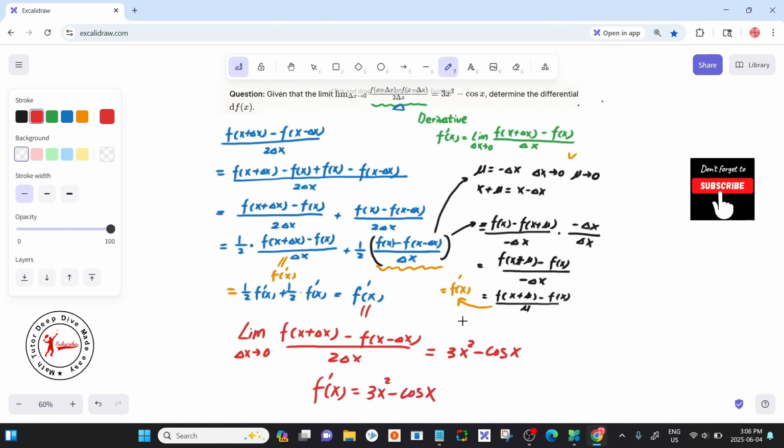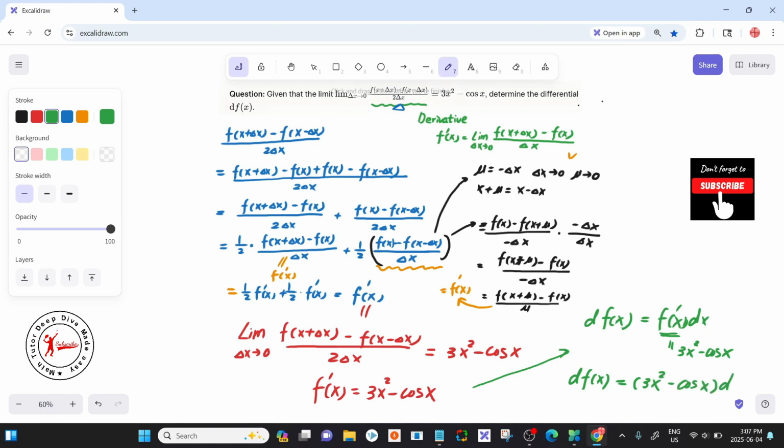Step 3. Find the differential. The problem asks for the differential of f of x. The differential is simply the derivative times dx. Since we found f prime of x equals 3x squared minus the cosine of x, the differential of f of x equals 3x squared minus the cosine of x times dx. This seems straightforward, but let's make sure we're on the right track.